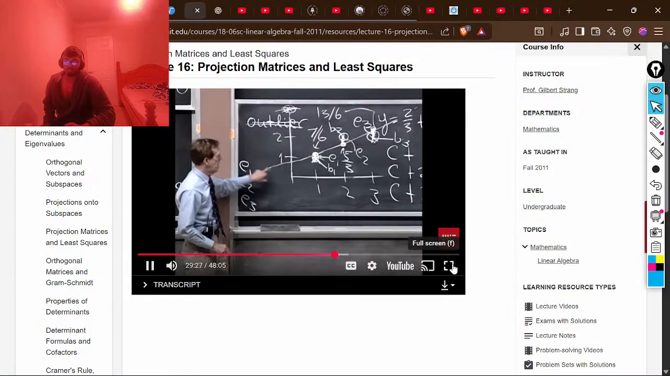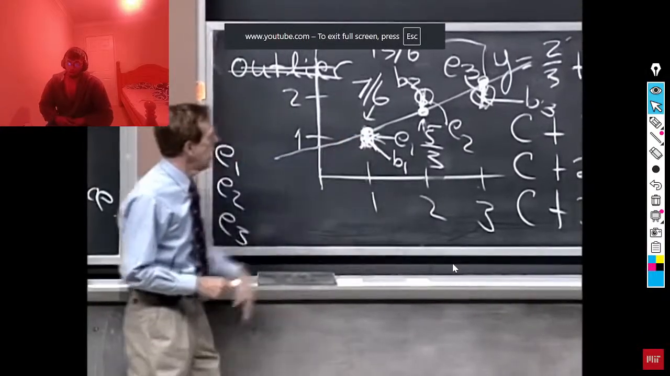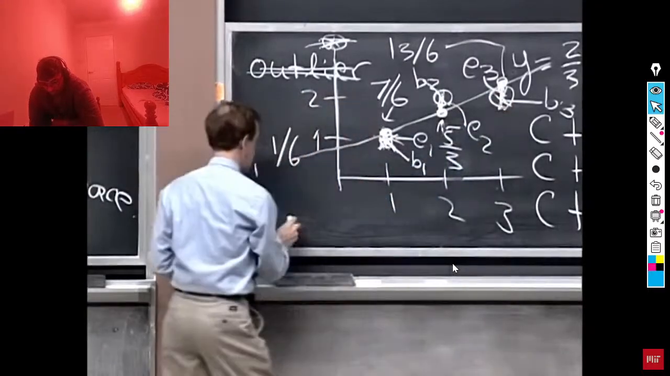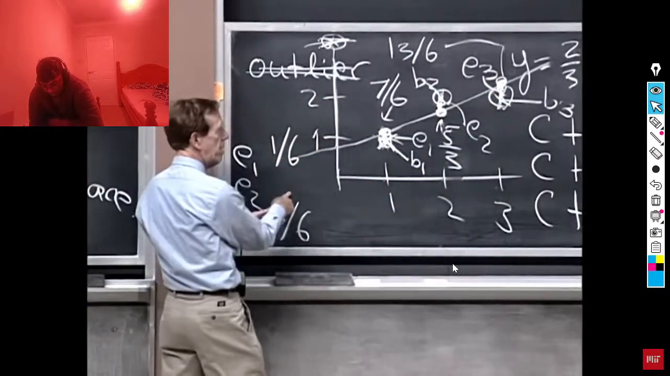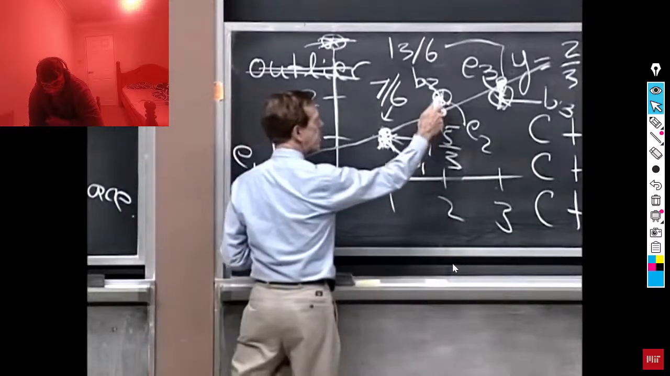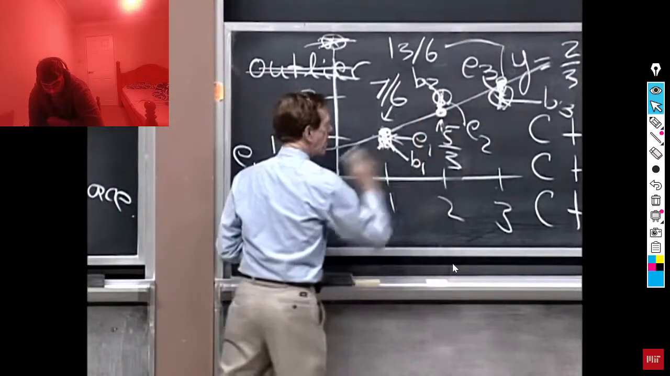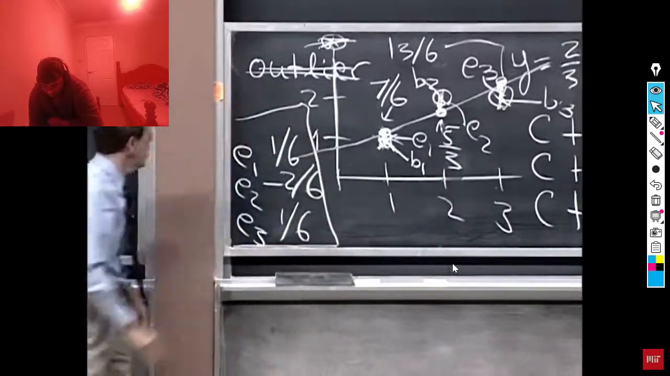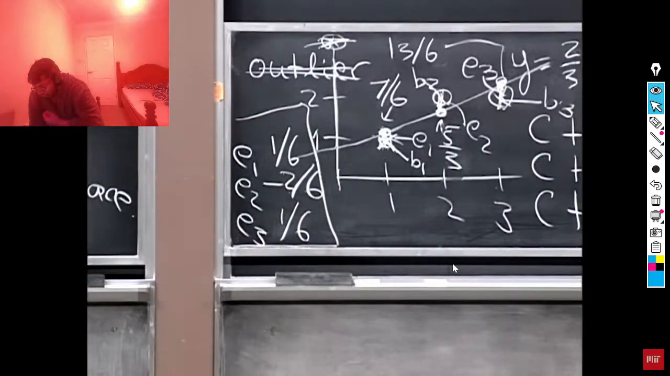Is error E1 1/6? Well, if the error is measured that way, then it's 1/6. And the last error, 13/6 minus the correct 2, is 1/6 again. And what's this error in the middle? Let's see, the correct answer was 2, and we got 5/3, and it's in the other direction: minus 1/3, minus 2/6. That's our error vector.